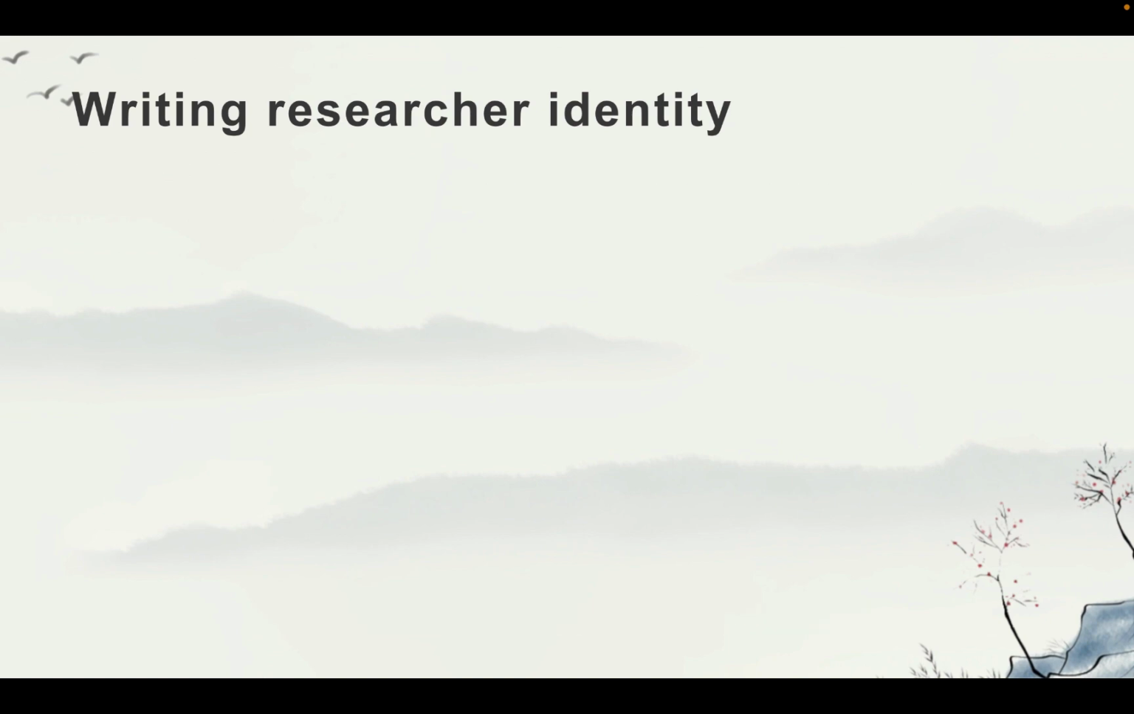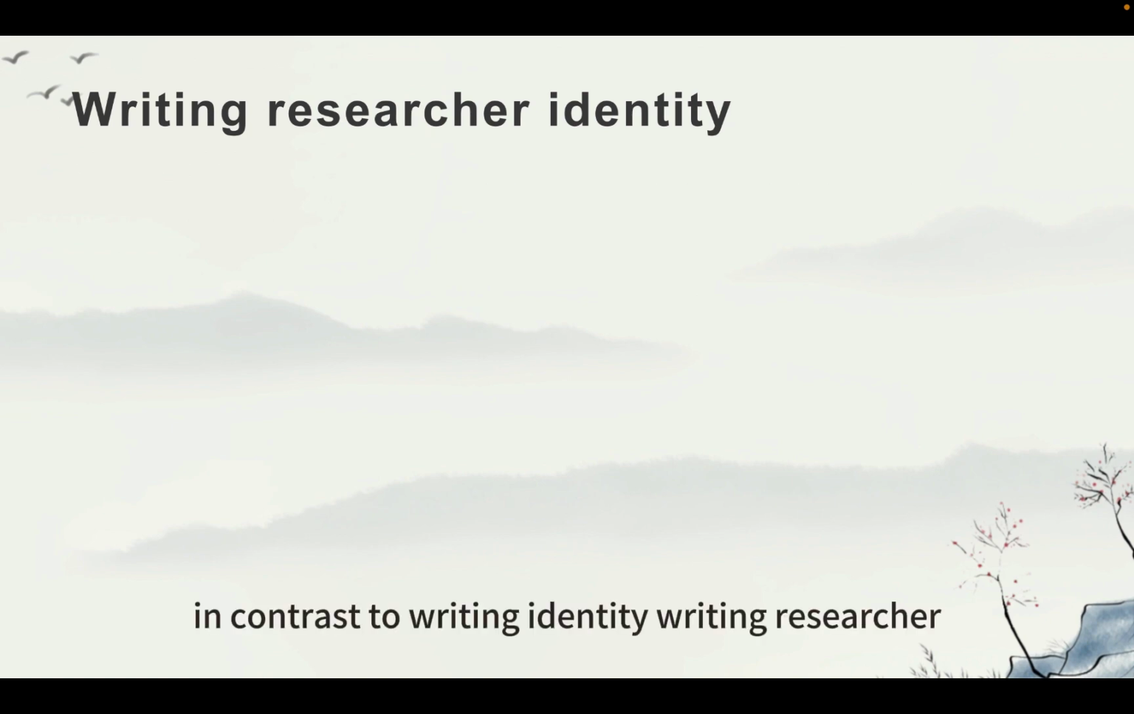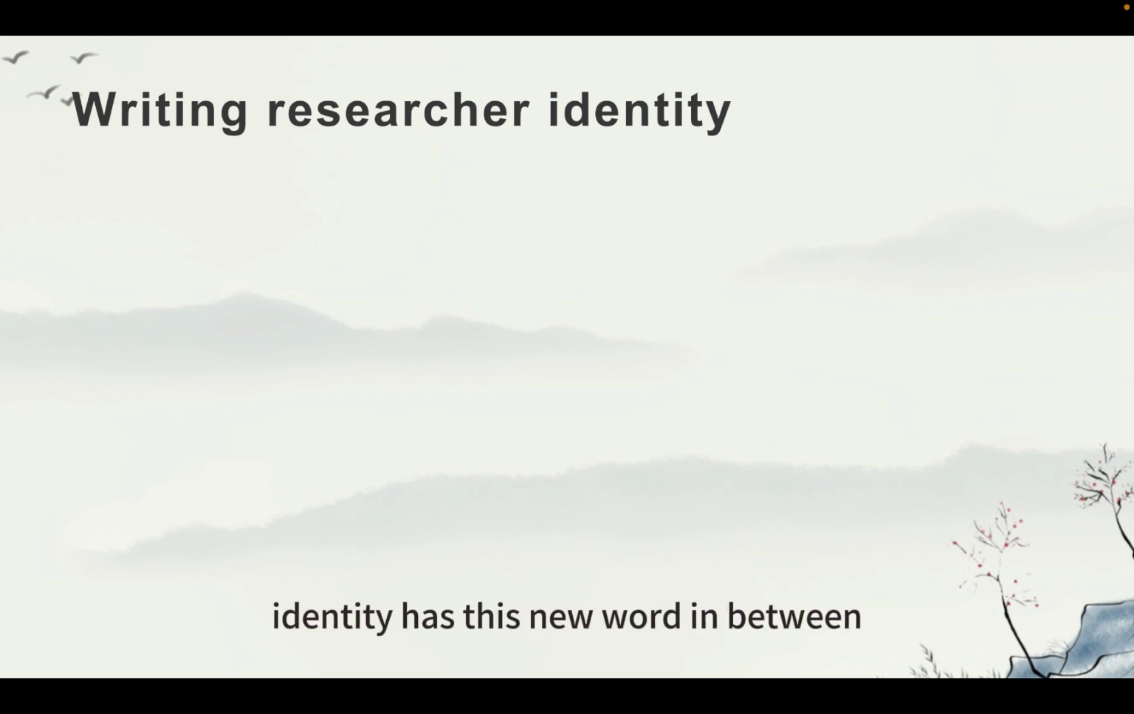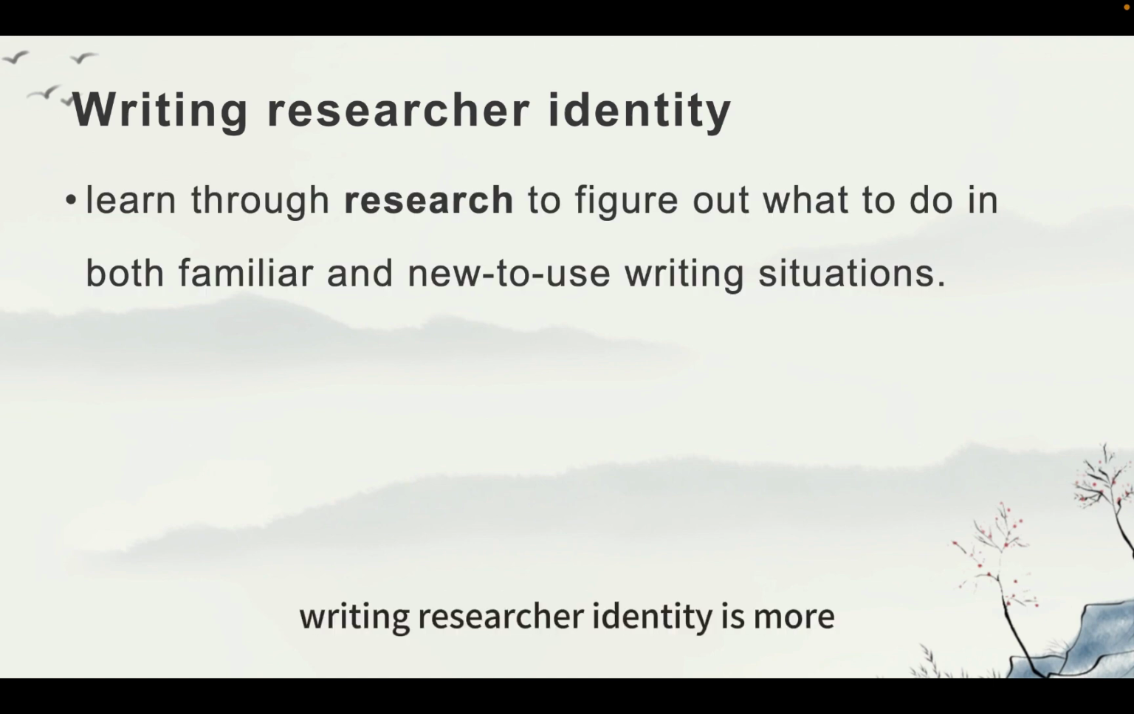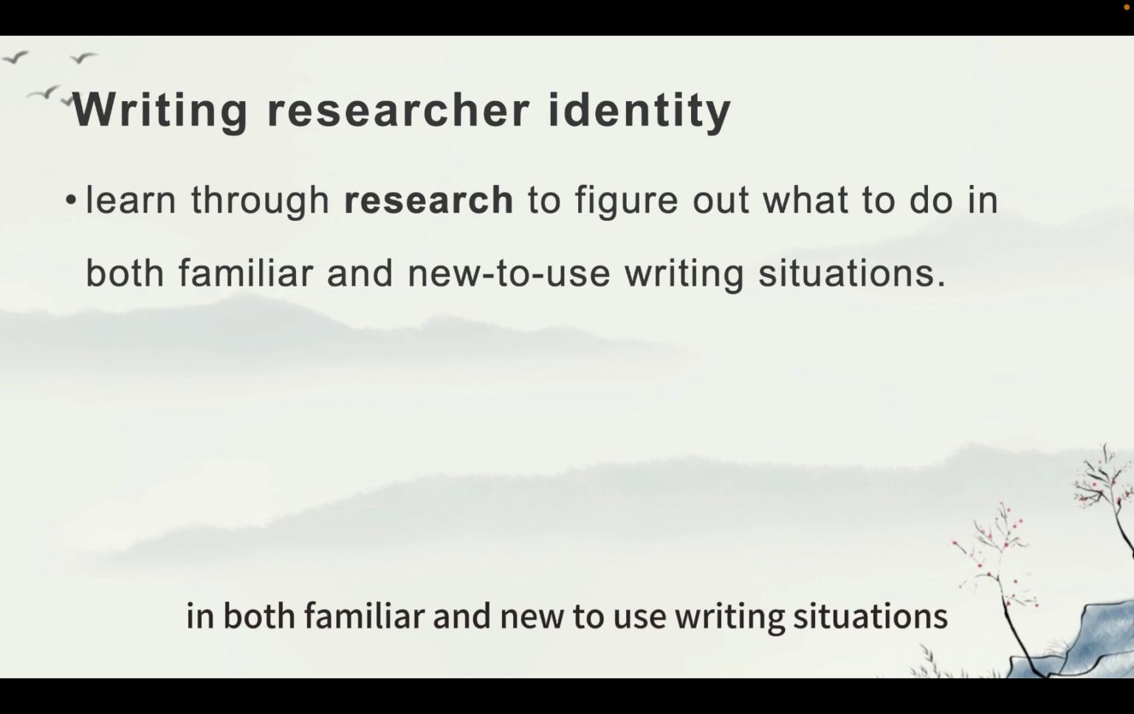So in contrast to writing identity, writing researcher identity has this new word in between. Okay, researcher, which means writing researcher identity is more learned through research, is a much more complicated word than writing identity. Okay, so you do research to figure out what you as a writer need to do in both familiar and new writing situations.